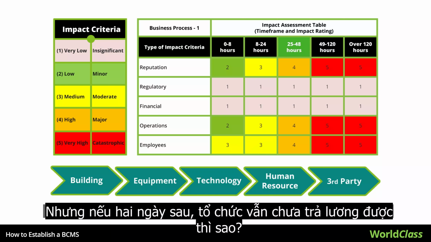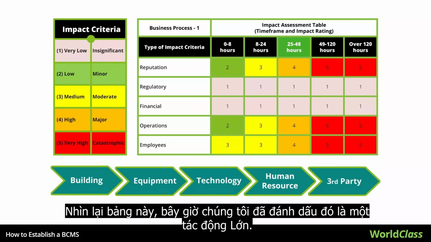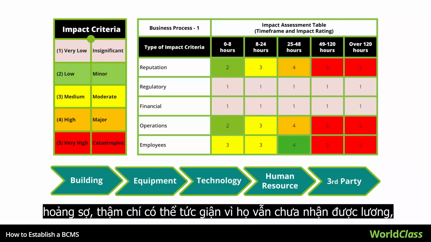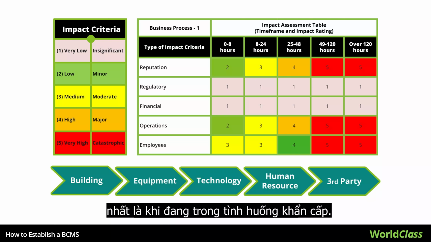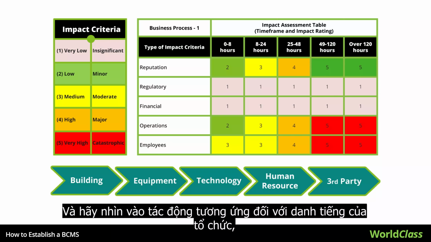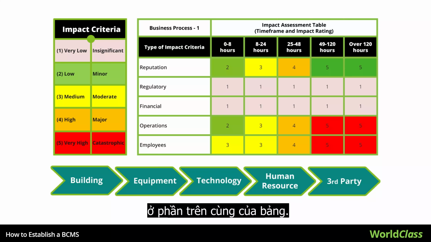But what if 2 days later, the organization still hasn't been able to release payroll? Looking back at the table, we've now tagged that as a major impact. It's highly likely many of the organization's employees are already worried, panicked, maybe even angry that they still haven't gotten their pay, especially during a time of emergency. That impact further escalates to catastrophic level the longer payroll remains down. And look at the corresponding impact on the organization's reputation at the top of the table.